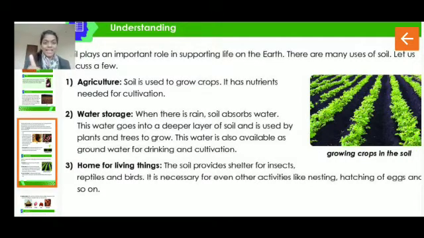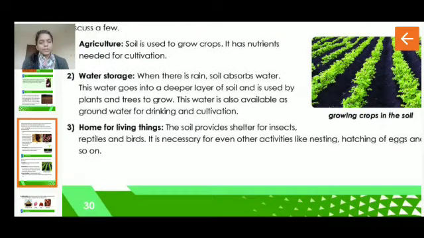Agreed? Yes. The second one is water storage. Now how has water storage been done? When there is rain, soil absorbs water. When there is rain for a period of time, say 3-4 months, soil absorbs all this water. This water goes into a deeper layer of soil, and it is used by plants and trees to grow. This water is also available as groundwater for drinking and cultivation.